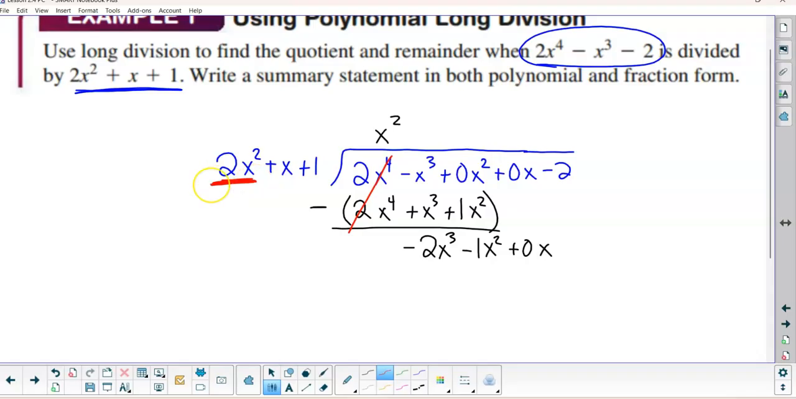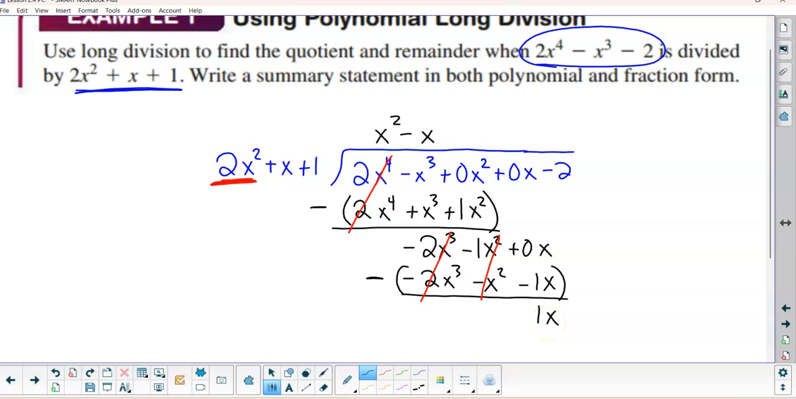What times 2x squared gives us the negative 2x to the third, right there? So that is a negative x. So now if we take negative x times 2x squared, we get a negative 2x cubed minus x squared minus x. Now we have to subtract each term from the term above it. These cancel. These cancel. And we'd end up getting positive 1x when we take 0x minus a negative 1x. Bring down the negative 2.